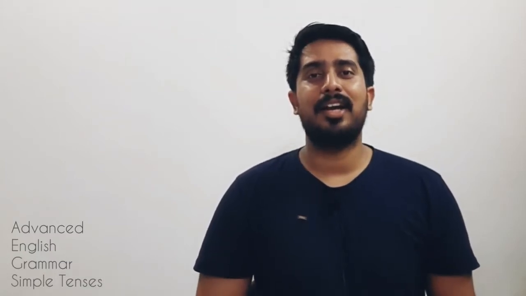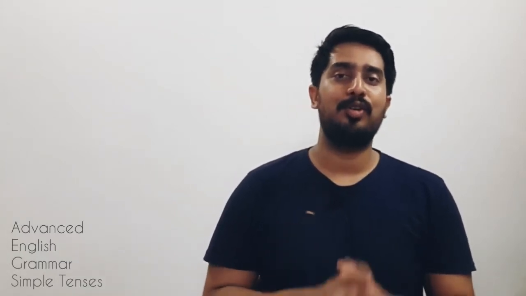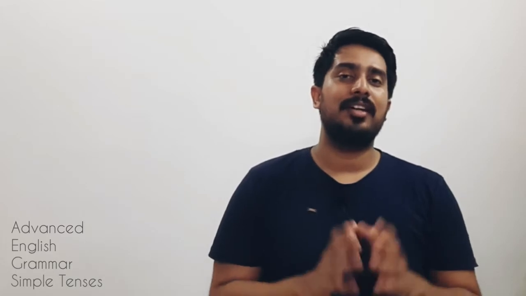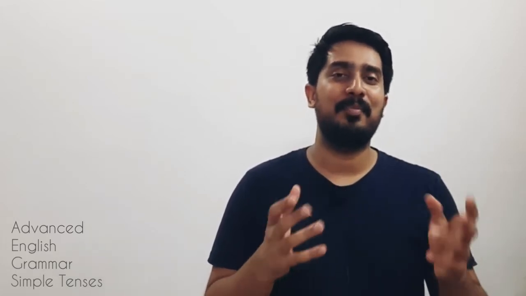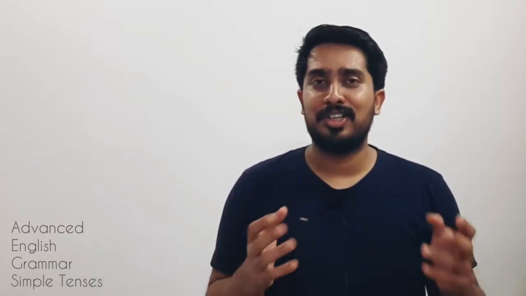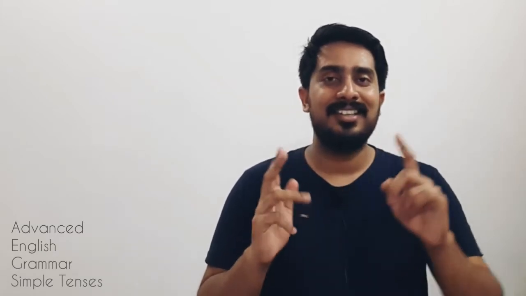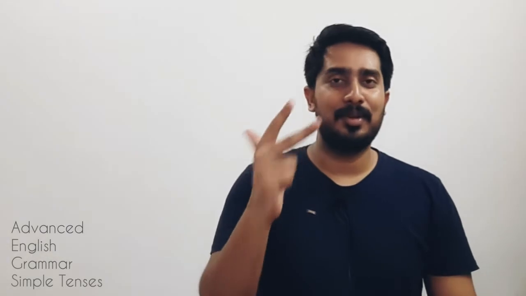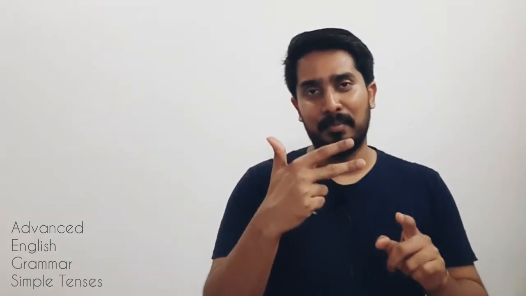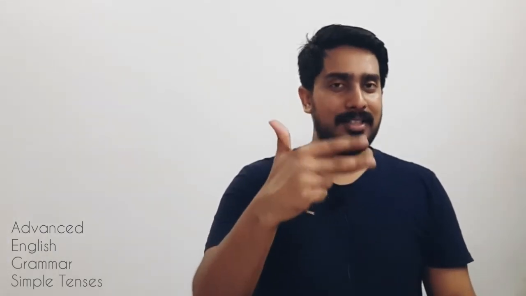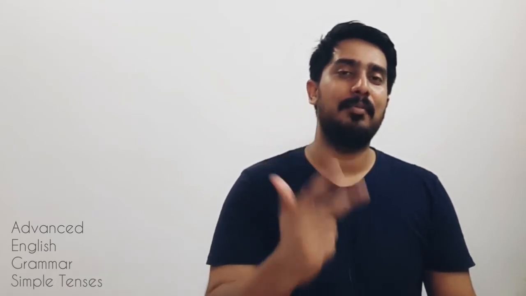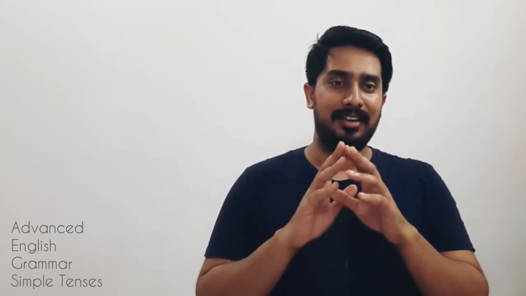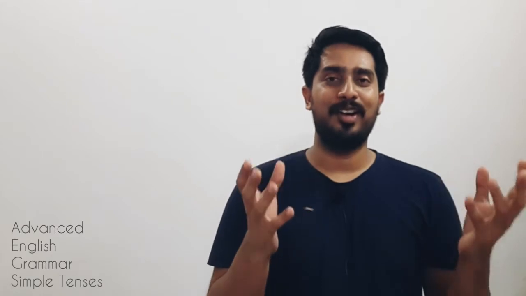Hello guys, as we had mentioned in the previous class, we are moving on to the first category of tenses, which are the simple tenses. So what are the three dimensions of tenses? Past, present and future. So simple past, simple present and simple future are the three simple tenses. I'll just tell you in what context these tenses are used.